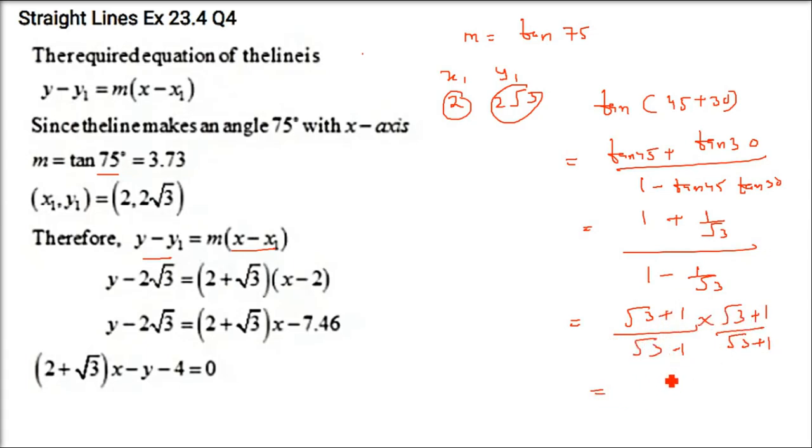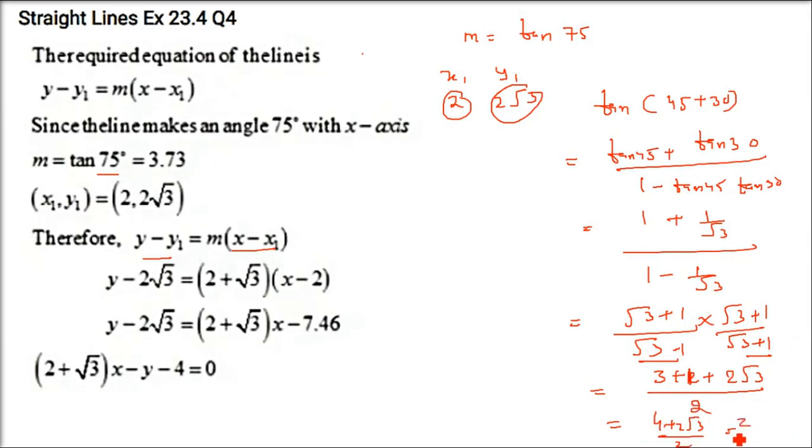So this is root 3 plus 1 whole square, that is a square plus b square plus 2ab you are going to use. 3 plus 1 plus 2 root 3. In the denominator, root 3 minus 1, root 3 plus 1, the a plus b, a minus b formula you are going to use. So root 3 square minus 1, that is 3 minus 1 is 2. So 3 plus 1 plus 2 root 3 will come. This will be 4, 3 plus 1 is 4. 4 plus 2 root 3 by 2.